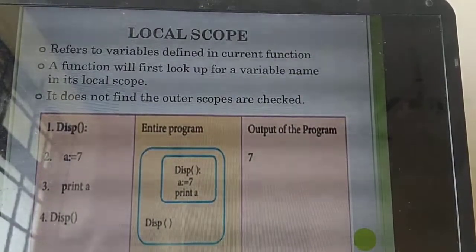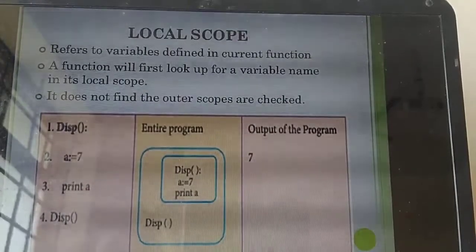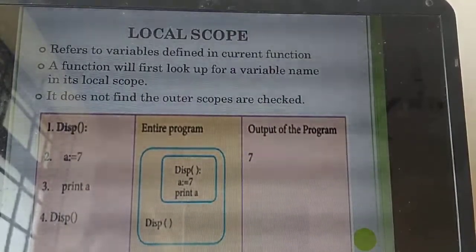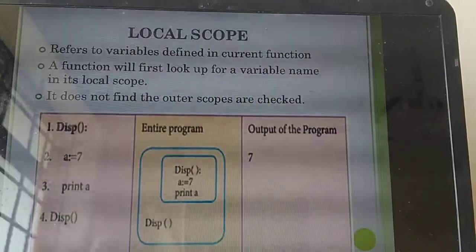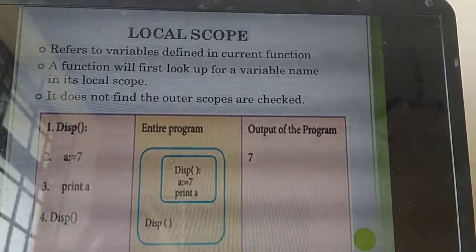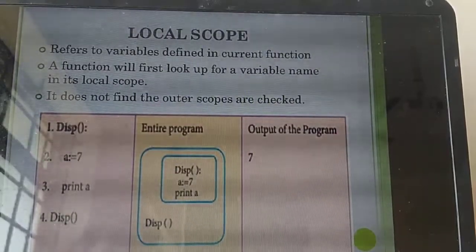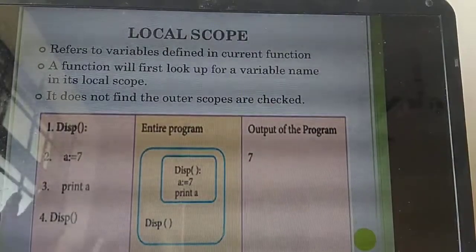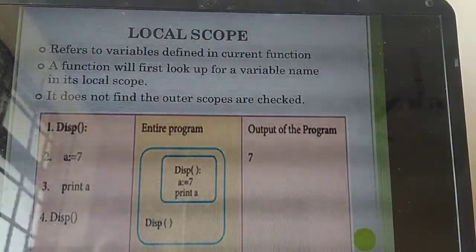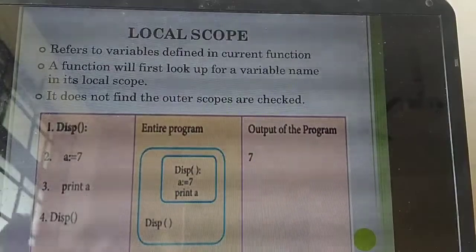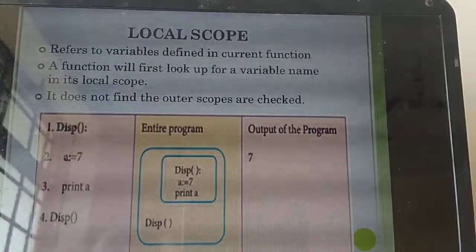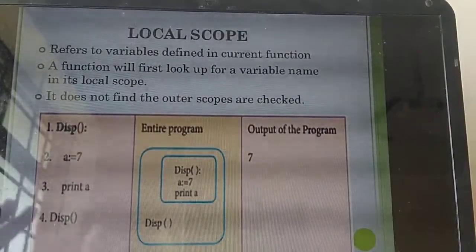What are they? Local scope means the variables defined inside the current function. Then the function always first looks up the variable name inside this local scope. What's the next thing? Inside the function it will check the variable name. After that only it will check what? Outer scopes. Understand now? Yes, see this diagram.